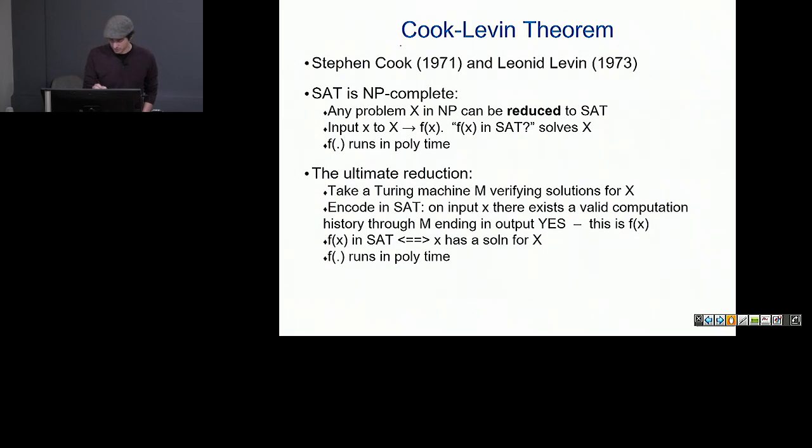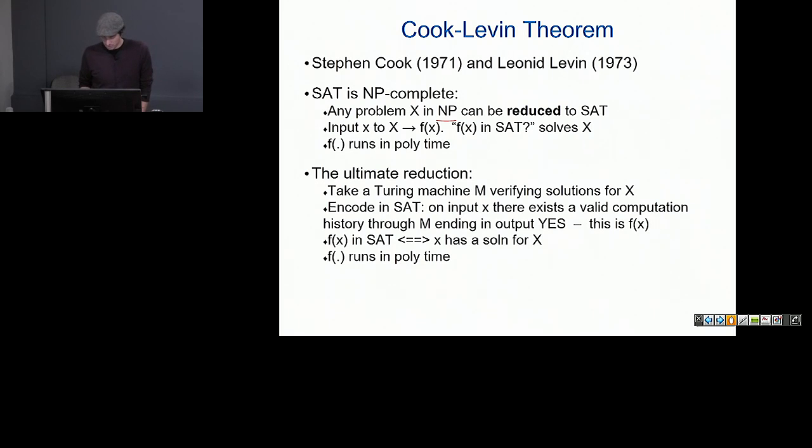And the key theorem is the Cook-Levin theorem, which says that SAT is NP-complete, meaning if you give me any problem in NP, if I can solve SAT efficiently, I could solve that problem efficiently. And what's amazing about this theorem is all you know about the problem is that it's in NP, meaning all you know is that there's some way to verify solutions to x in polynomial time. And somehow, just knowing that, you can show that if you could solve SAT, you could solve all these problems.